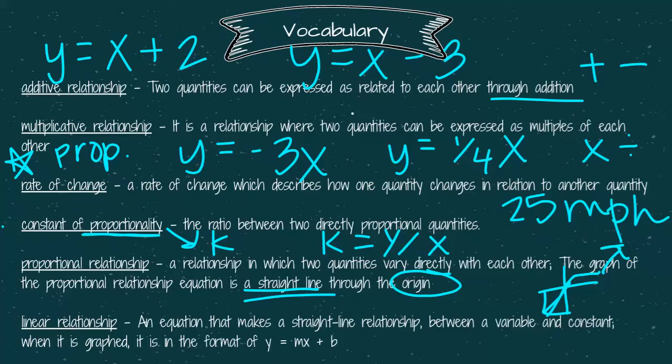Our last new vocabulary word is a linear relationship. This is an equation that makes a straight line, so a straight line relationship between a variable and a constant when it is graphed. So it's a relationship between x and y that when you put it on the coordinate plane, it forms a straight line. And we actually use y equals mx plus b. So this is new to 7th grade math. Notice we are multiplying x by a number, and then we are also adding or subtracting something at the end. So this is where we actually combine multiplicative and additive thinking.